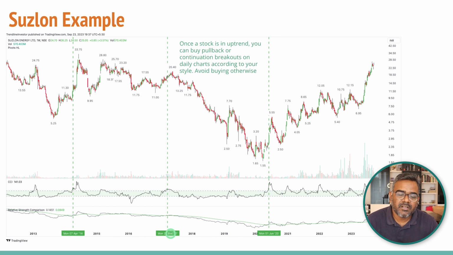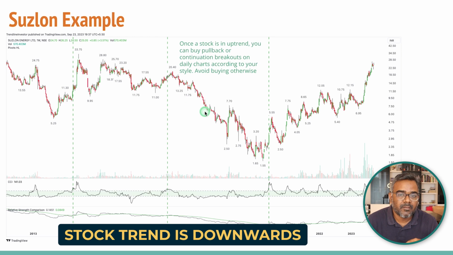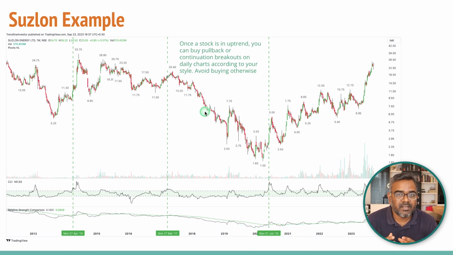Now the first rule, remember, is to buy only if the stock crosses above the previous pivot high on weekly charts. Here I have Suzlon Energy's chart on weekly, and the first rule is to note the trend of the stock. The trend here is completely down, but how do we look at a trend in a very objective way? Here you have something called a pivot point high-low indicator.